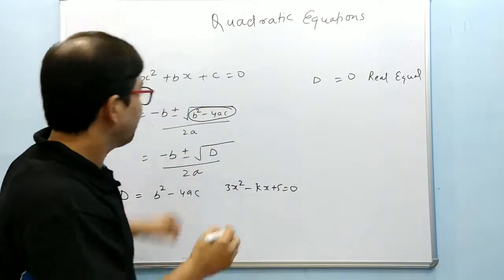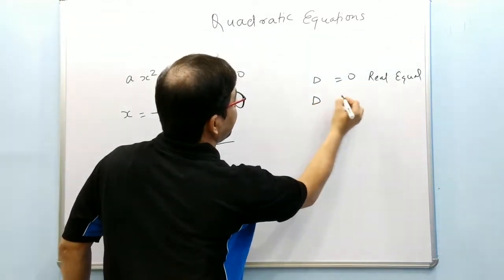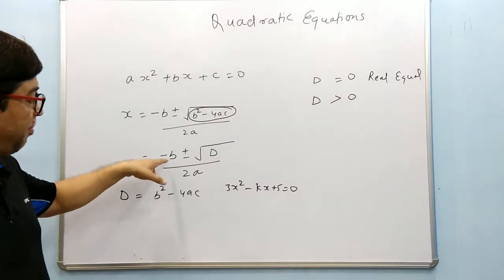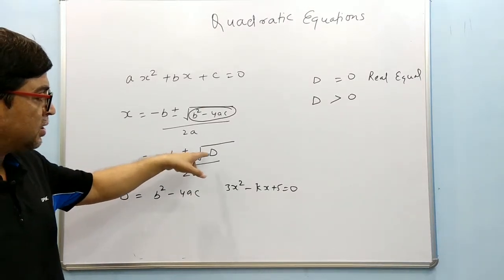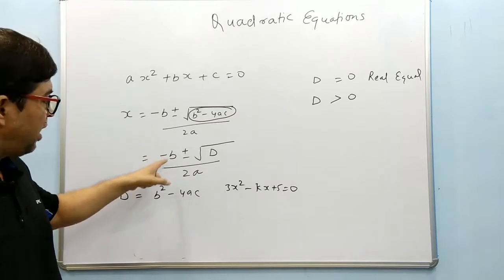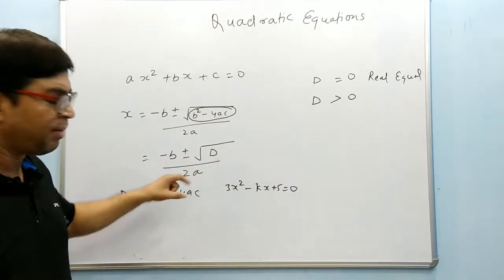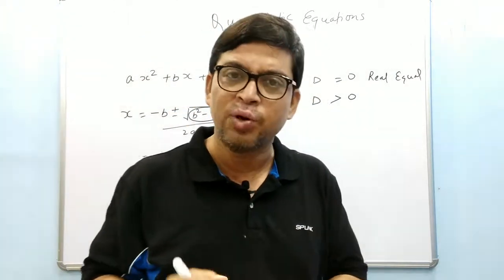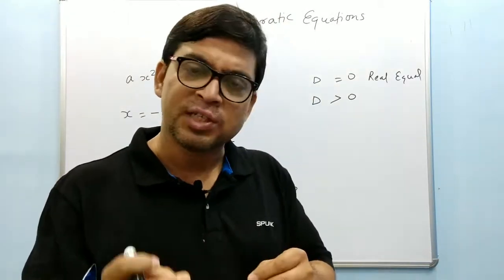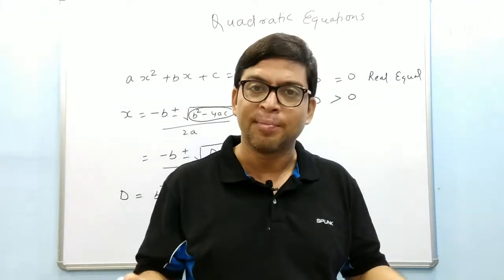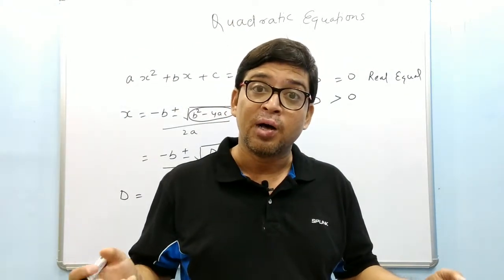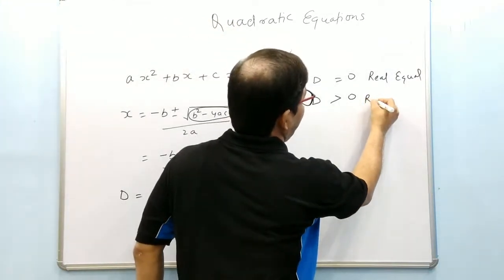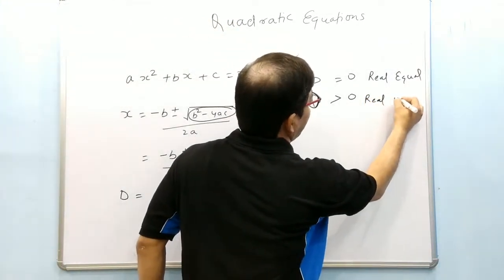Now another thing: when D is greater than 0, we see that x will be minus b plus something by 2a and minus b minus something by 2a. D is greater than 0, that means the thing inside the root is positive. If some positive thing is inside the root, it gives real values. So if D is greater than 0, roots will be real and unequal.